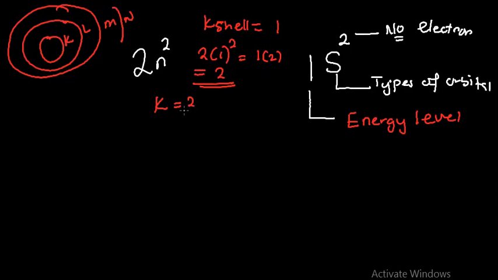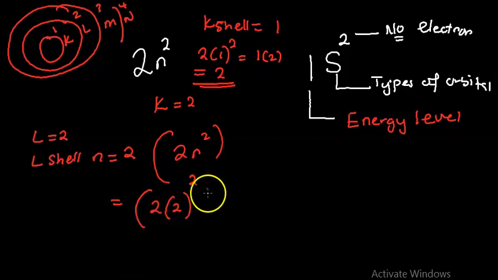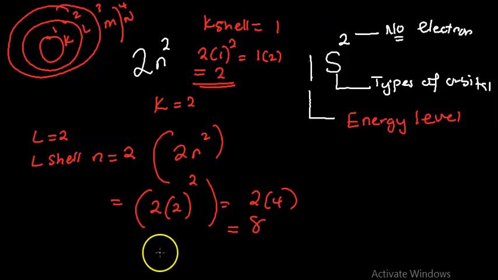What about the next one? The next one is L. Remember, if this is 1, this is 2, this is 3, this is going to be 4. Our L is equal to 2, which is the same thing as saying L shell. Inserting into the formula 2n to the power of 2, we get 2 into bracket of 2 to the power of 2. 2 to the power of 2 is 4, and 2 multiplied by 4 is 8. In this case, we can conclude that the maximum number of electrons present in the L shell is 8.